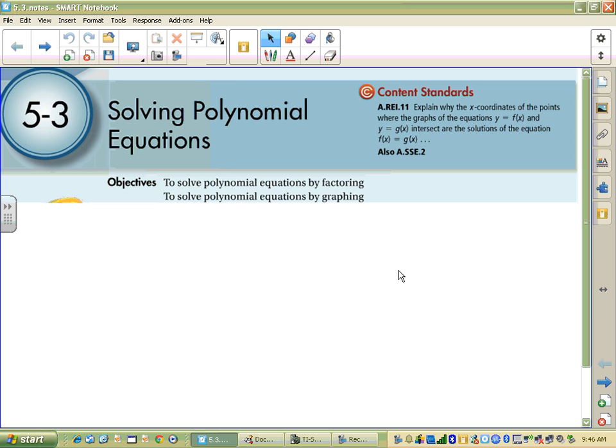Solving polynomial equations. So Chapter 5, Section 3, part of it's going to be graphing, part of it's going to be factoring. You will see a couple of new factoring concepts today. The National Common Core Content Standards, well, they're not national, but a lot of schools adopted them. You should be able to explain that the x and y coordinates of the points where the graphs of equations intersect are both solutions of the equation. So anyway, let's just get right to it.